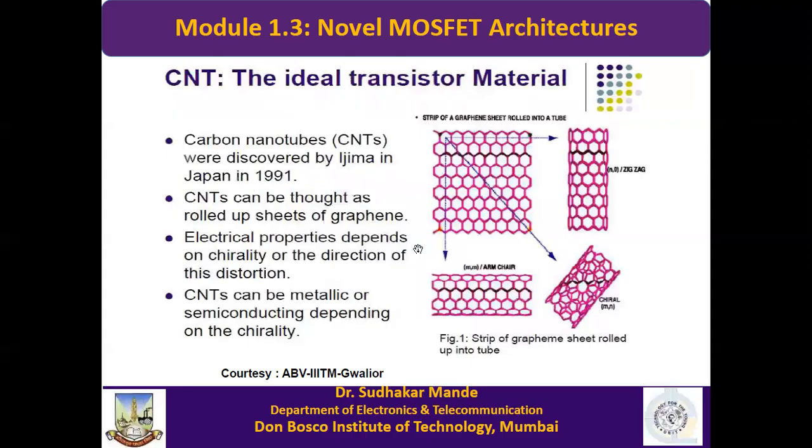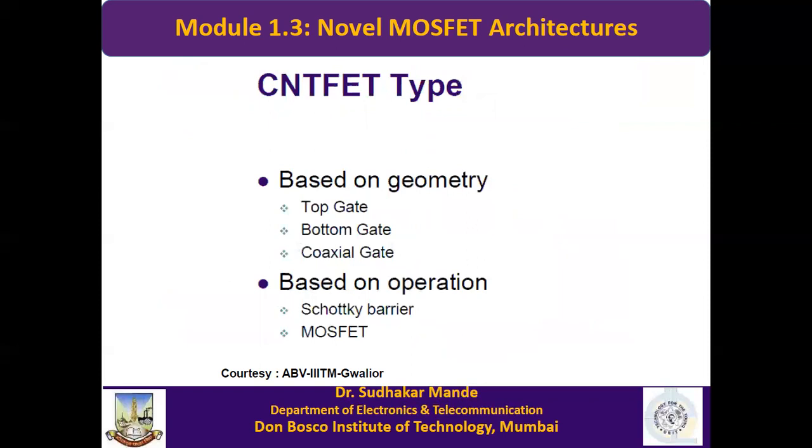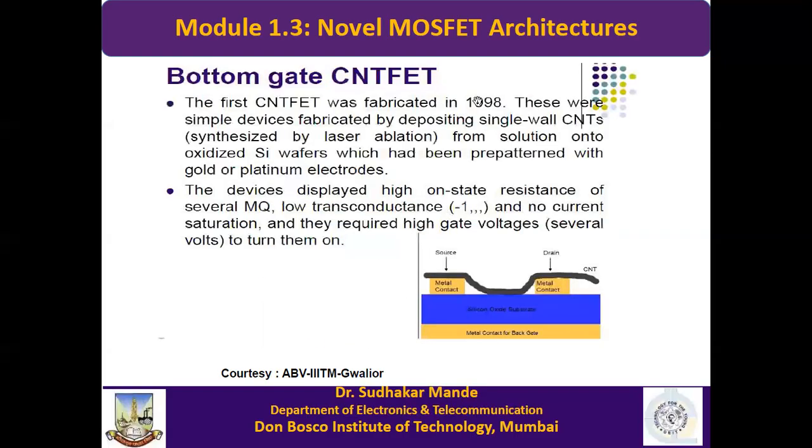See, 1991 means it was discovered recently, while the MOSFET was discovered in 1956, and for more than 60 years we have used the same structure. But now there is time to replace it because it is not giving us advantages. So one possible architecture is the CNT FET, with Schottky barrier or MOSFET like operation. In 1998, the first bottom gate device was fabricated. This was the first CNT MOSFET.